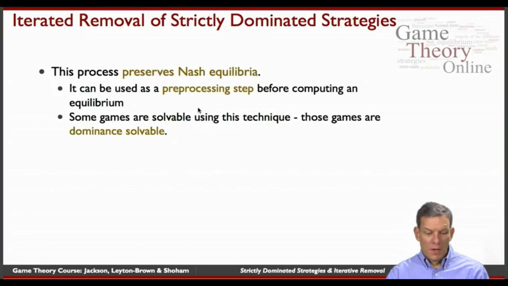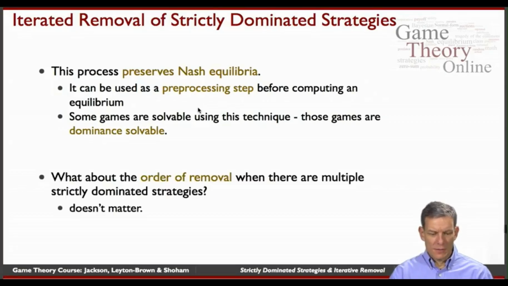Okay, so iterative removal of strictly dominated strategies. One nice thing about this is it preserves Nash equilibria. So even if you're just wanting to analyze Nash equilibria, you can use it as a sort of pre-processing step. Before you try and compute Nash equilibria, get rid of all the strictly dominated strategies and iterate on that. Some games, like the first one we looked at, tend to be solvable using this technique. That's called dominant solvability. If it collapses to a single point, you were able to solve that game just by using dominance arguments. Some games won't be, but it still could be useful to analyze these things.